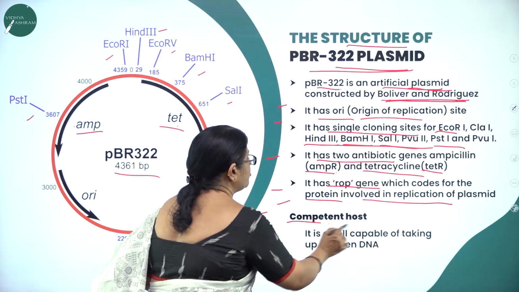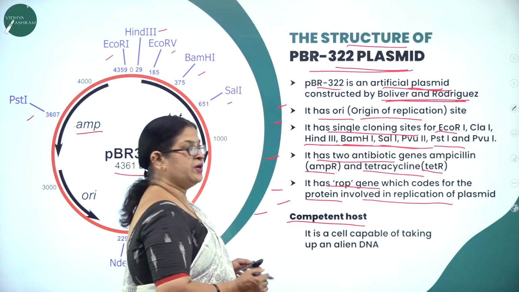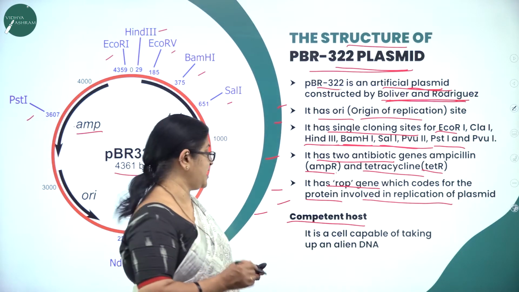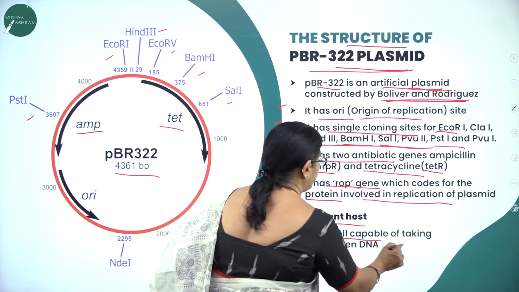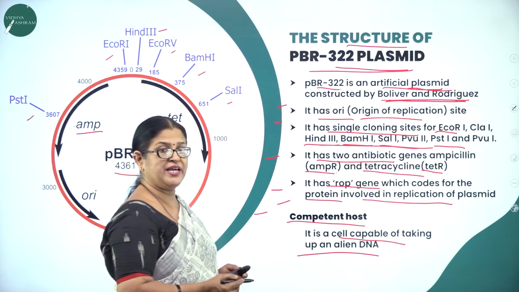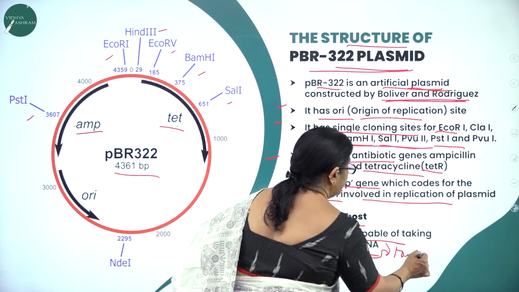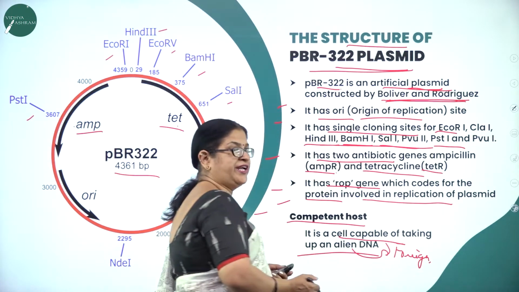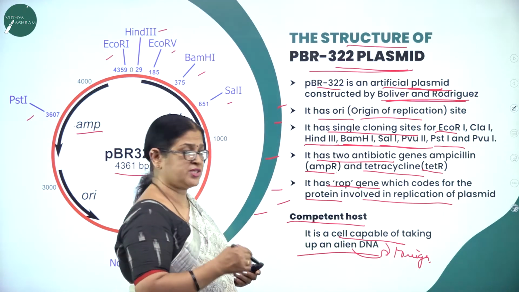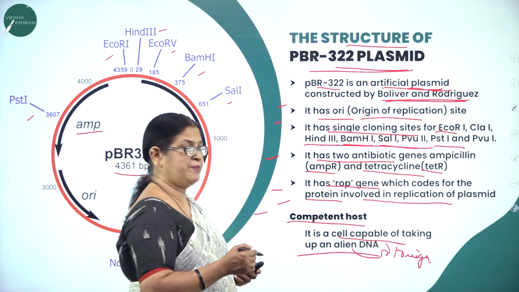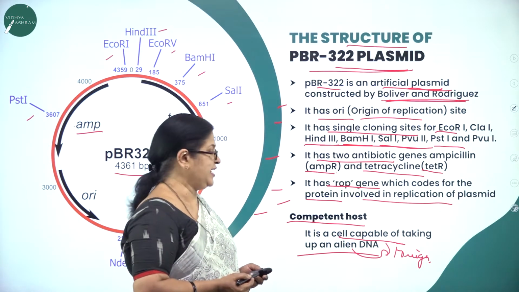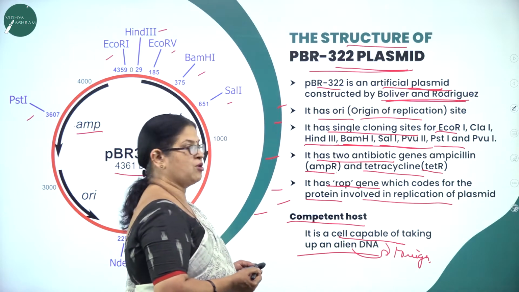Next, let us understand what is competent host. What is competent host? It is a cell capable of taking up an alien DNA. What do you mean by alien DNA? It is a foreign DNA, new DNA. So what is competent host? It is a cell capable of taking up an alien DNA is called a competent host.